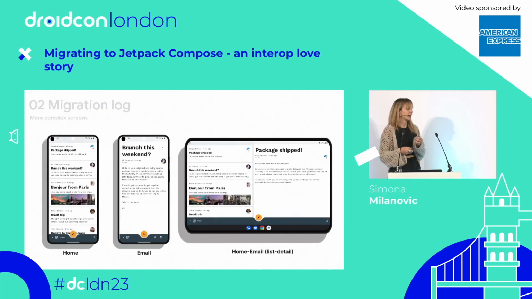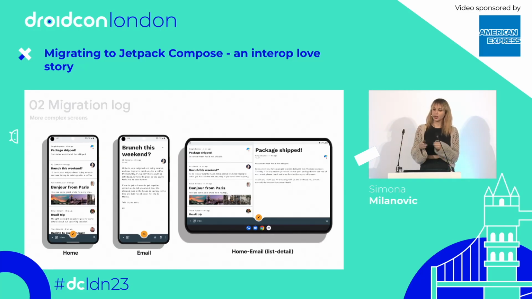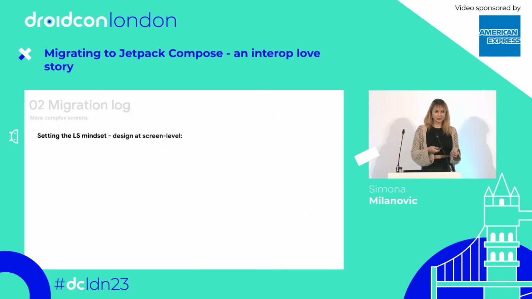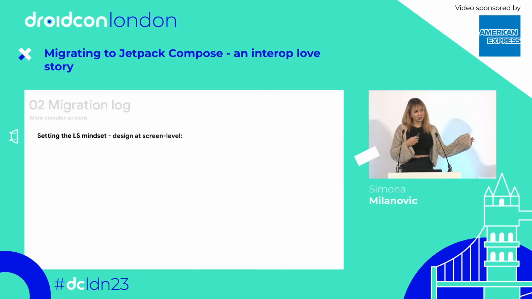In reply, the candidates for what we want to do are home and email fragments, as they fit the list detail layout perfectly. But how do you approach designing for large screens at the screen level? To set the right mindset for this specific level, you can use this cheat sheet for screen-level composables.